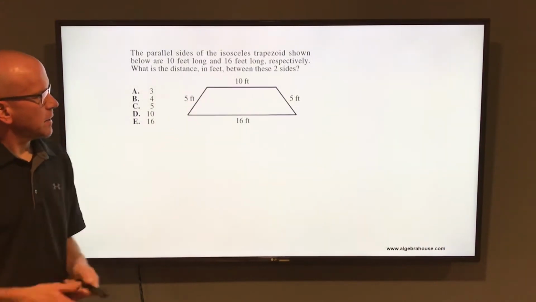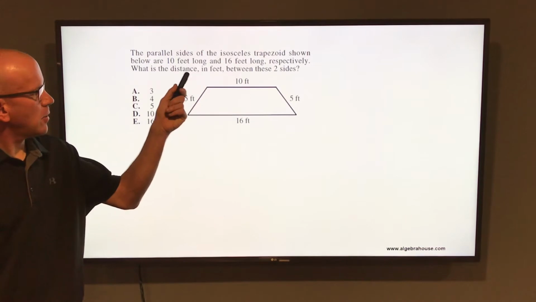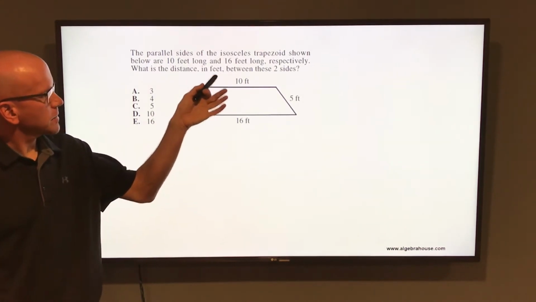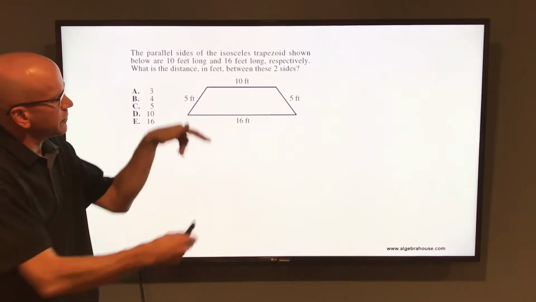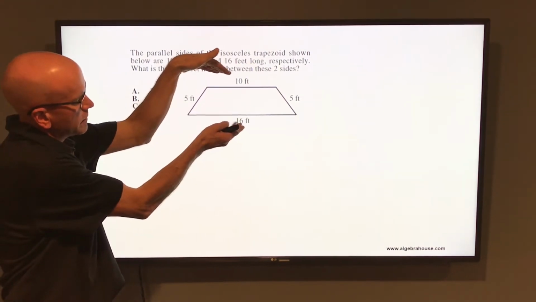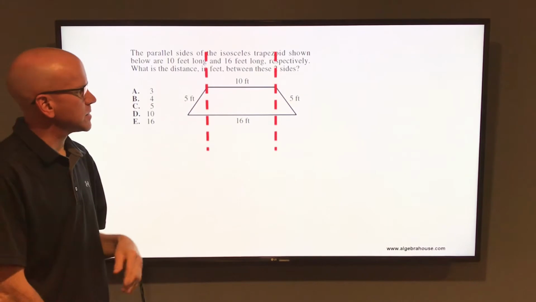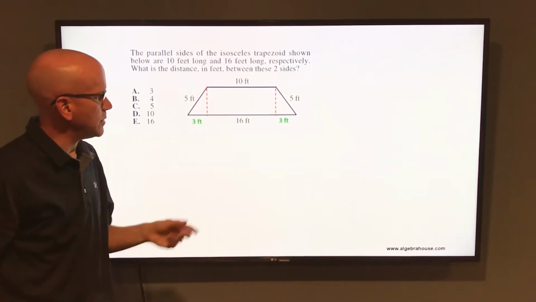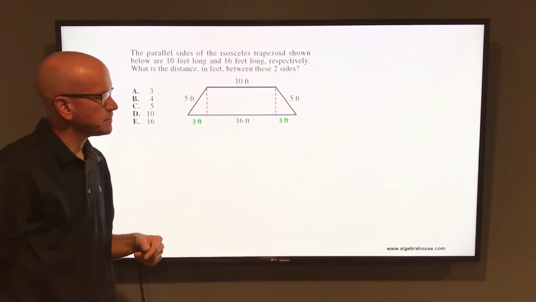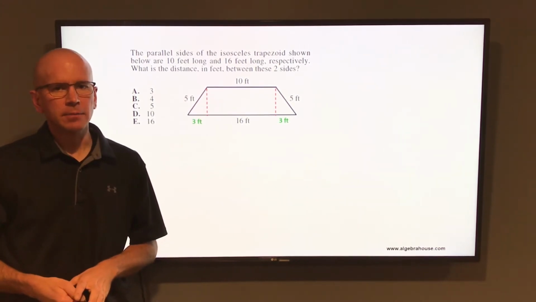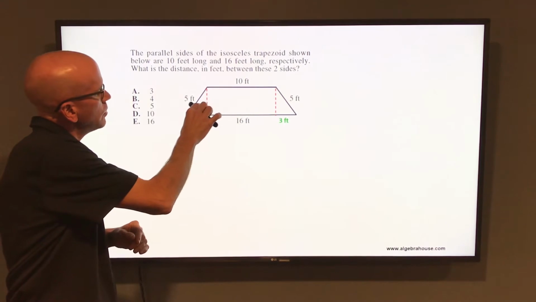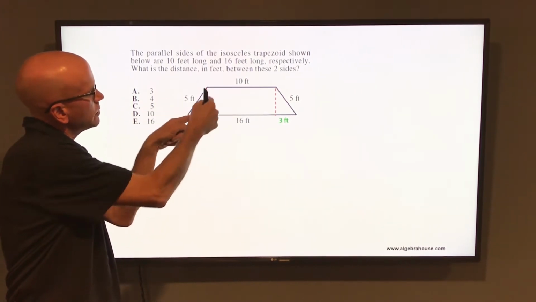Parallel sides of the isosceles trapezoid shown below are 10 feet long and 16 feet long, respectively. What is the distance in feet between these two sides? You have to find the distance between the 10-foot side and the 16-foot side. And simple enough, just drop a vertical down and you need to find that distance. So notice you're setting up a right triangle. You know two sides of the right triangle. You need to find the third side.